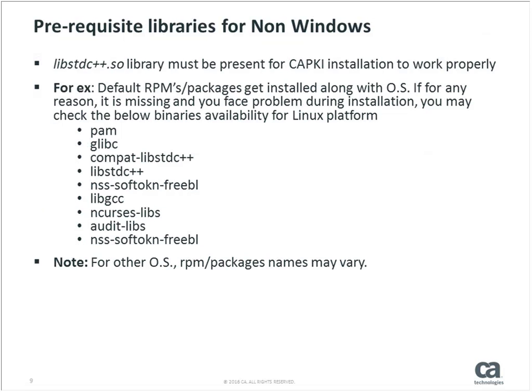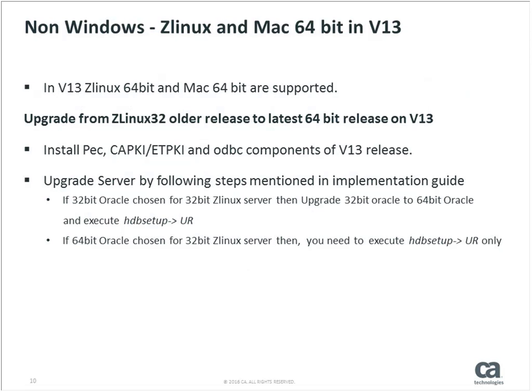These RPMs get installed along with your OS installation. These are not additional RPMs required for SCM. These are RPMs which come by default in the OS. And the packages or RPMs which provide these libraries may vary from one operating system to another. And in V13, Linux and Mac 64-bit are supported.